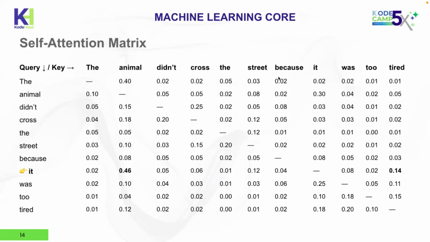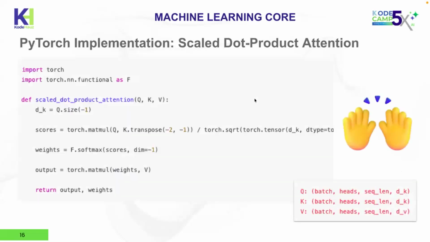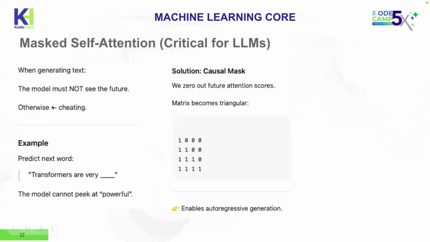Okay, so let's move on. So that's what masked self-attention means. When you are generating text, you don't want the model to see the future, because if not, you are cheating, right? You are telling the model the answer instead of allowing it to learn to generate the correct thing.